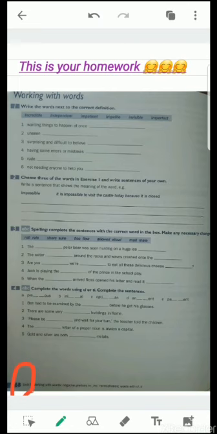This is your homework, dear 7th grade. Your homework is very easy. You have to write the correct word in each bracket. So please do this exercise, and next time I'll give you the answers, of course, after discussing our grammatical rule, which is first conditional. We have discussed the zero conditional before, and now we're going to discuss the first conditional.